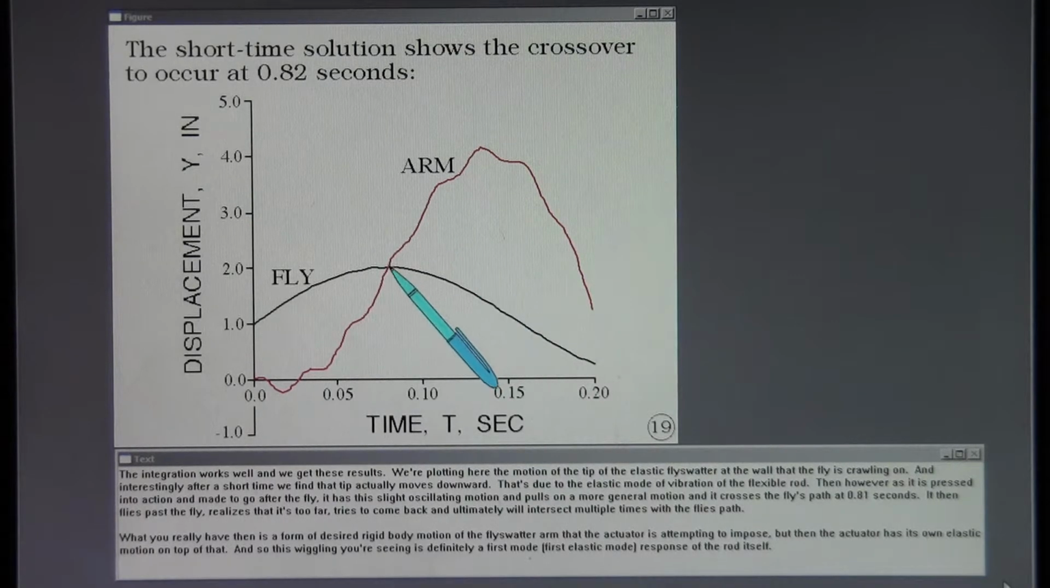It then flies past the fly, realizes it's too far, tries to come back, and then ultimately will intersect multiple times with the fly's path. What you really have then is a form of desired rigid body motion of the Flyswatter arm that the actuator is attempting to impose, but then the actuator has its own elastic motion on top of that. And so this wiggling you're seeing is definitely a first elastic mode response of the rod itself.